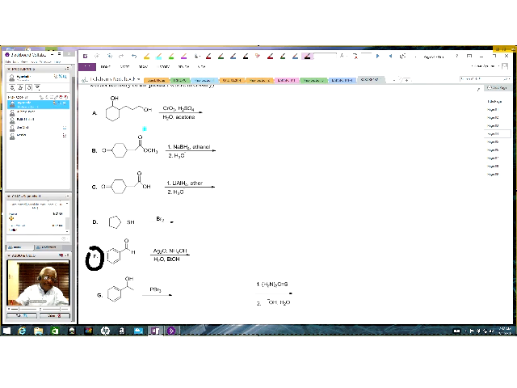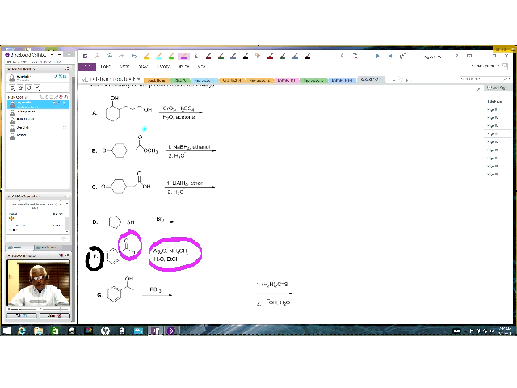Okay, problem F, which will be this right here. Now, in problem F, we have an aldehyde. We have an aldehyde functional group right here. And we are given silver oxide in the presence of ammonium hydroxide.